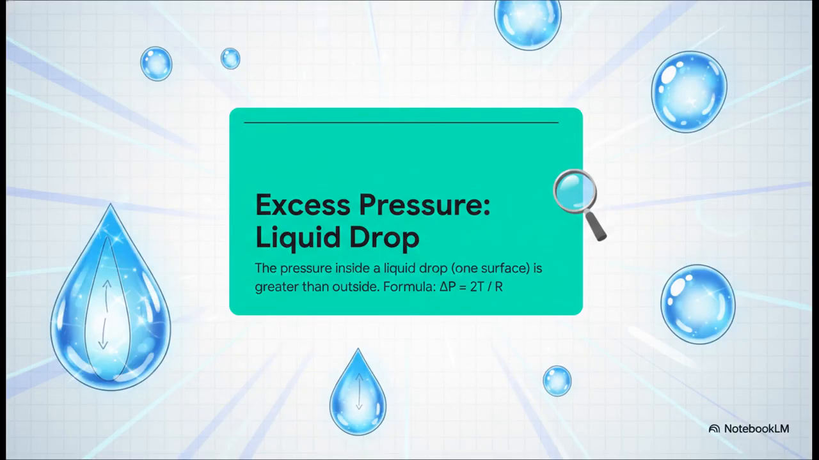Okay, let's take our first case, a simple liquid drop, just a single drop. Now, because that surface is trying to contract, it's squeezing the inside, right? So it makes sense that the pressure inside the drop has to be greater than the pressure outside. But by how much? Well, that excess pressure, which we call delta P, is given by this super fundamental formula, 2T divided by R. Simple. T is your surface tension, R is the radius of the drop.